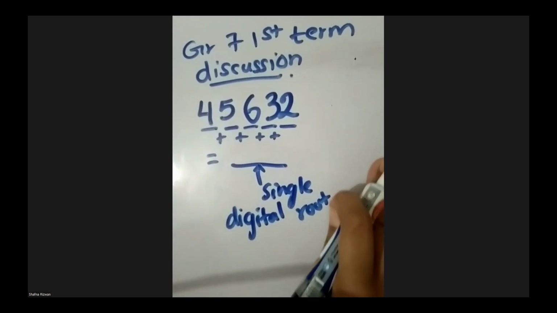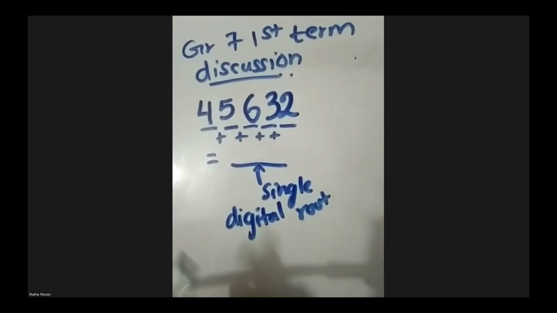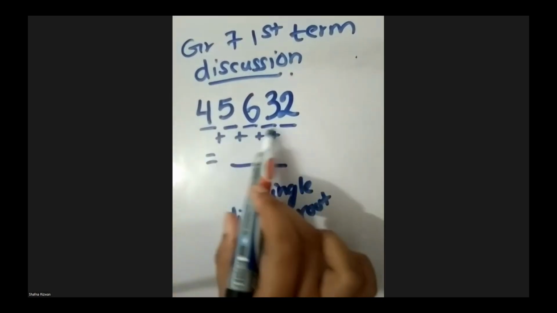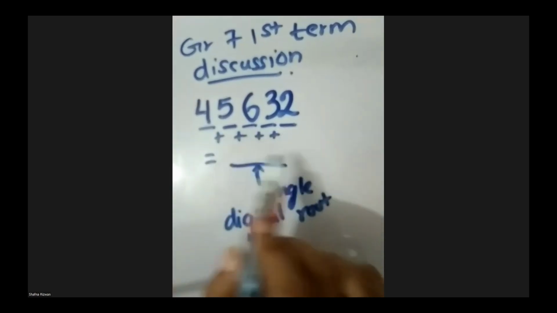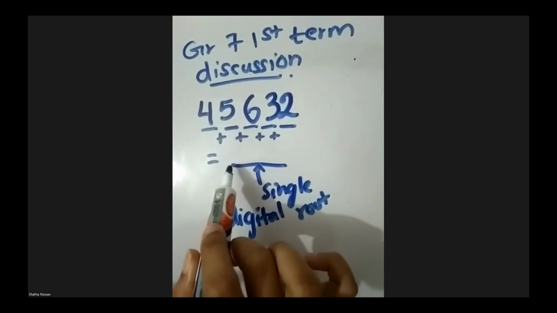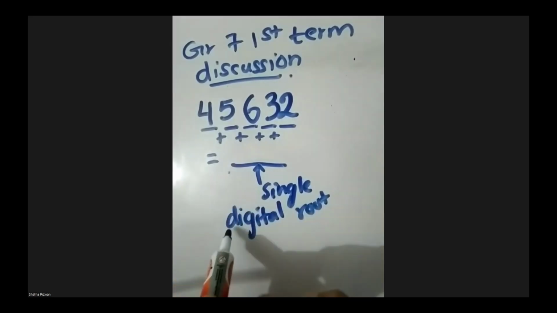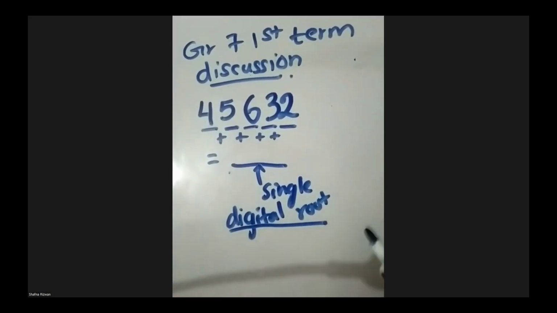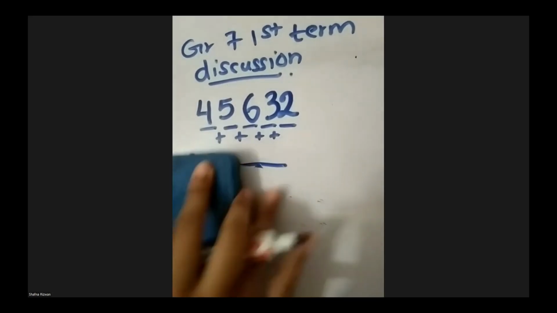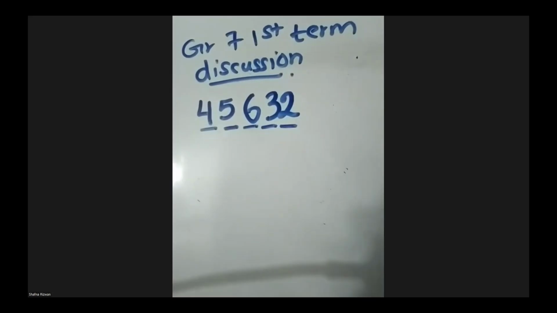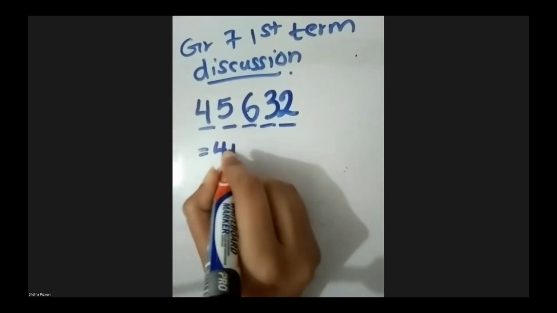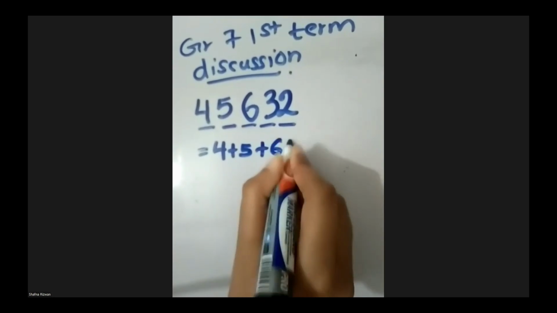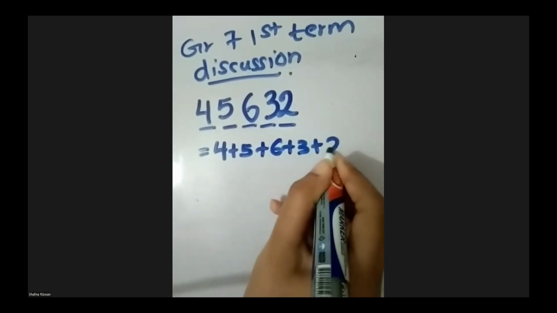Okay, now you know how to find the digital root. Take all the digits in the given number and add them together, so that finally you get a single digit, and that single digit is known as the digital root of that number. So now let's find the digital root of this number. Add all of it together: 4 plus 5 plus 6 plus 3 plus 2.